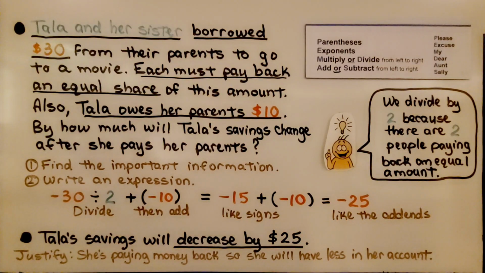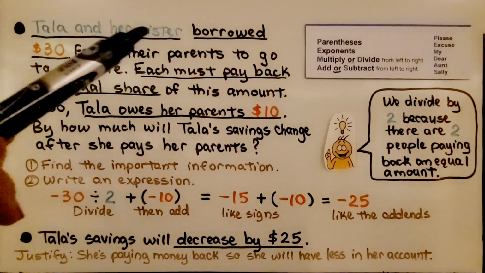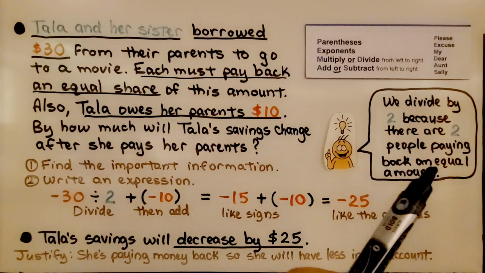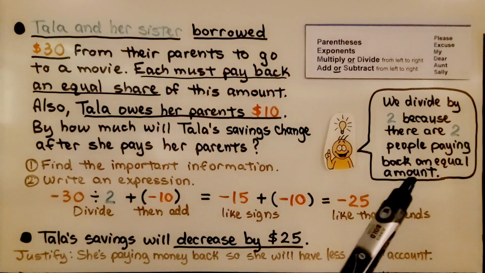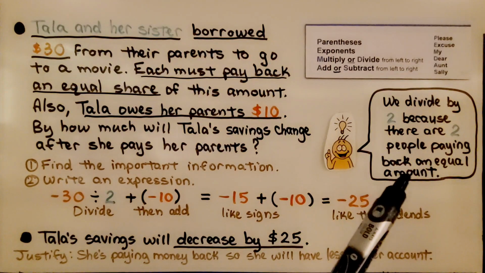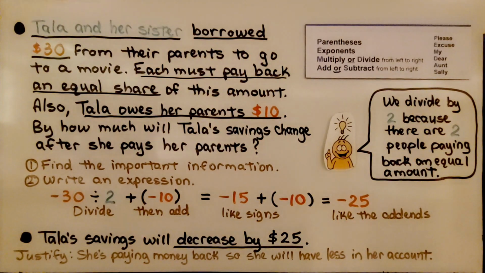So the first thing we're going to do is find the important information. We have Tala and her sister. We're going to divide by 2 because there are 2 people paying back an equal amount. It's important that they borrowed $30 and that each must pay back an equal share. And it's also important that Tala already owes her parents $10 before she even decided to go to the movie with her sister.